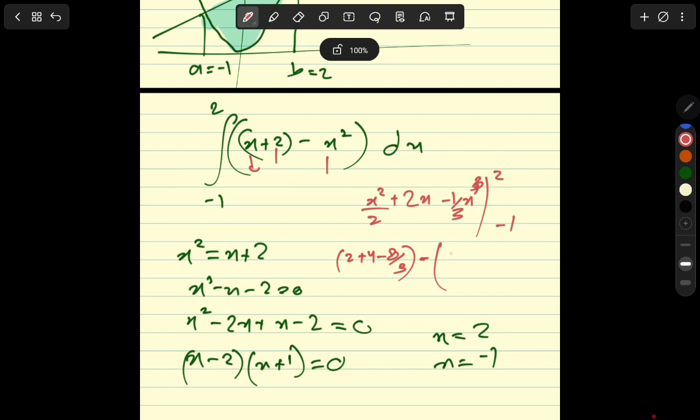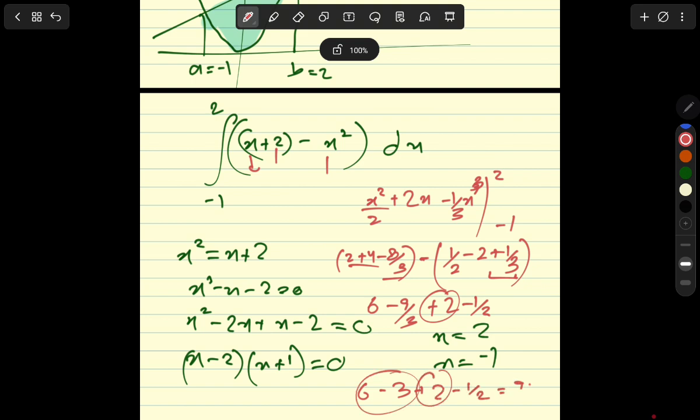So minus 1 makes it minus, oh sorry, 1/2. This makes it minus 2, and this makes it minus 1, minus 1 over, so plus 1 over 3. So this becomes 6 and minus 8 over 3, and minus 1 over 3 is minus 9 over 3, and then we have a plus 2, and then we have a minus half. So 6 minus 9 over 3 is 6 minus 3 plus 2 and minus half. So 3 plus 2, 5, 5 minus half is 9 over 2 square units.